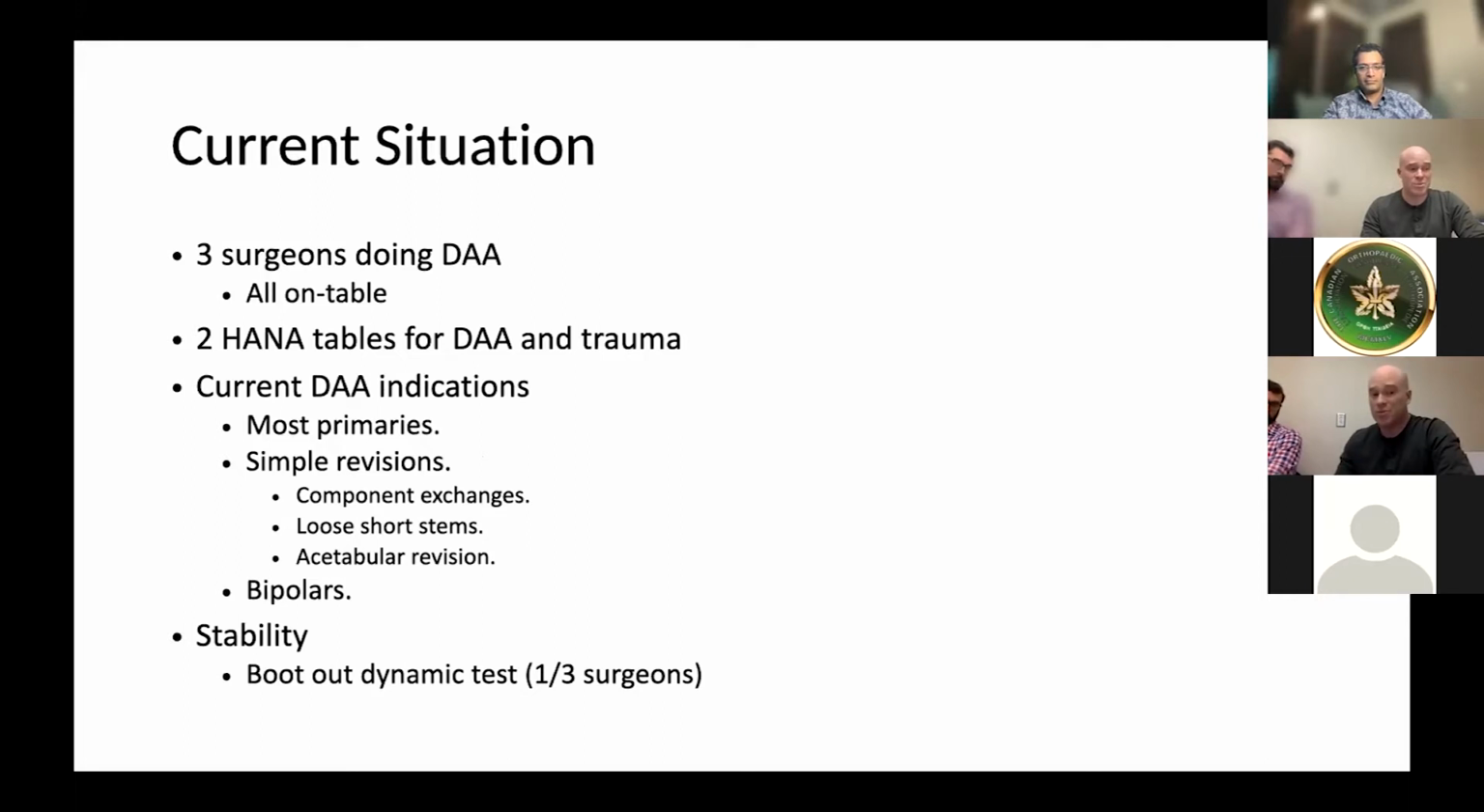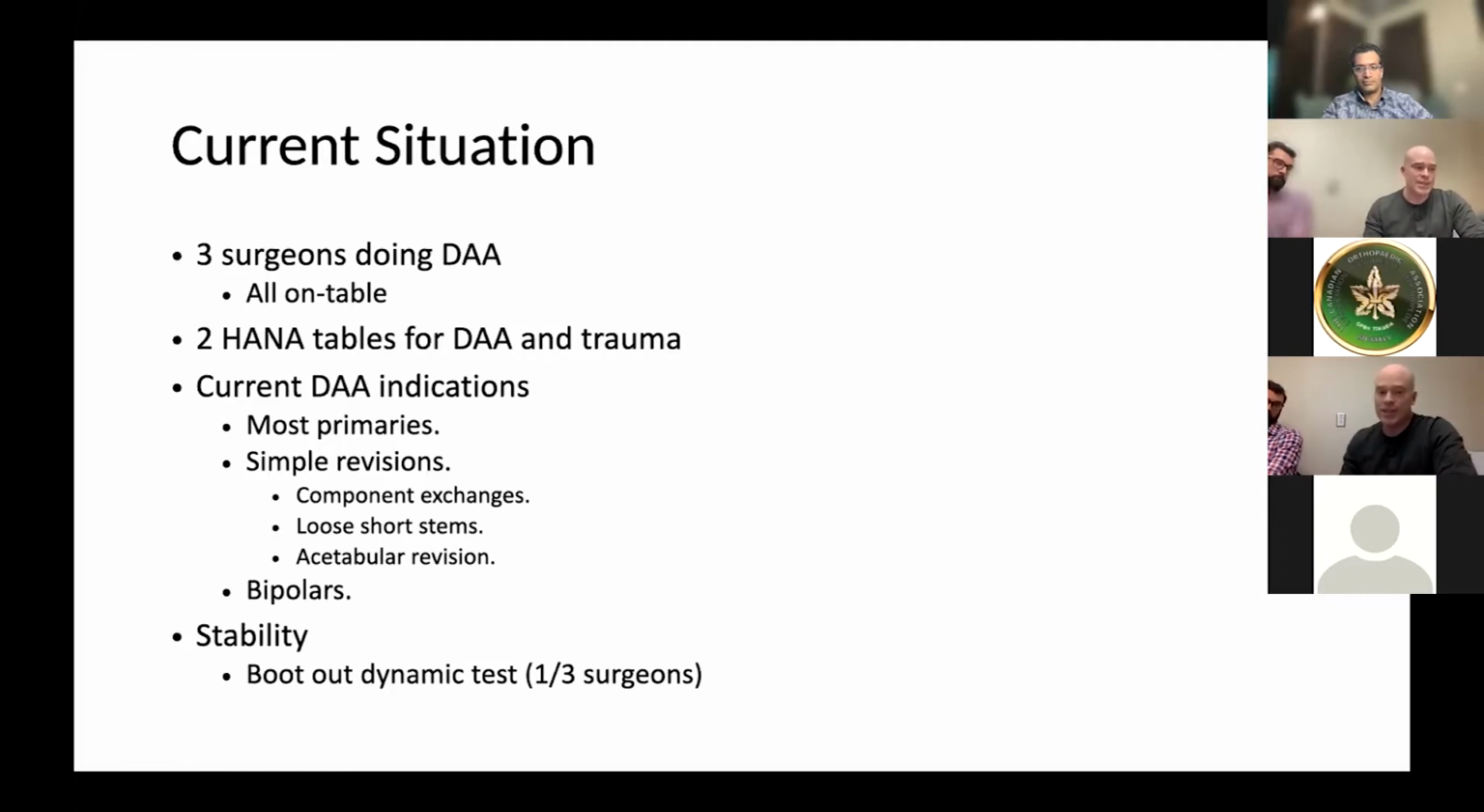Currently, from my perspective, the majority of my primary surgeries are done through a DA approach, as well as simple revisions, as far as a component exchange and various short stem femoral exchanges. Acetabular revisions we're starting to think about doing. I don't know if we've gotten into doing that too vigorously yet. Occasional bipolar, depending on surgical assists.